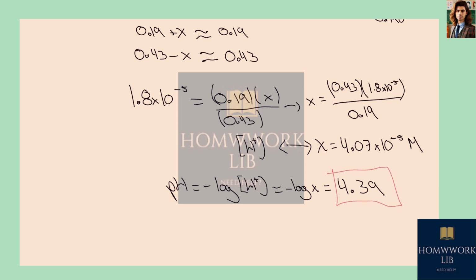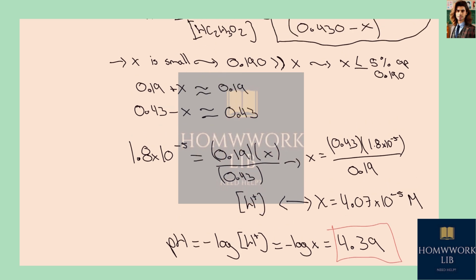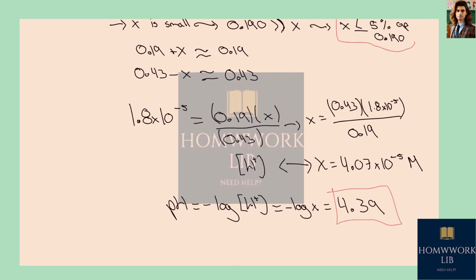Okay, so we did all of this. Now let's verify that our approximation is correct. 4.07 times 10 to the minus 5 indeed is much smaller than 5% of 0.19. So we can use that approximation. It is going to give us, well, not exactly, but very close to the result of doing the quadratic expression that I was mentioning. And that would be all for this problem. That is the final pH.